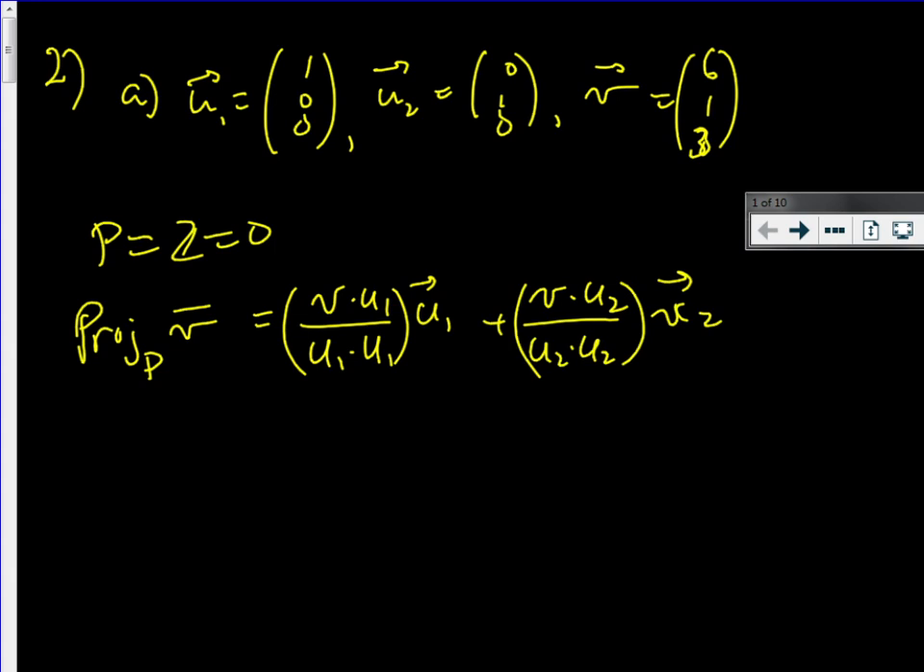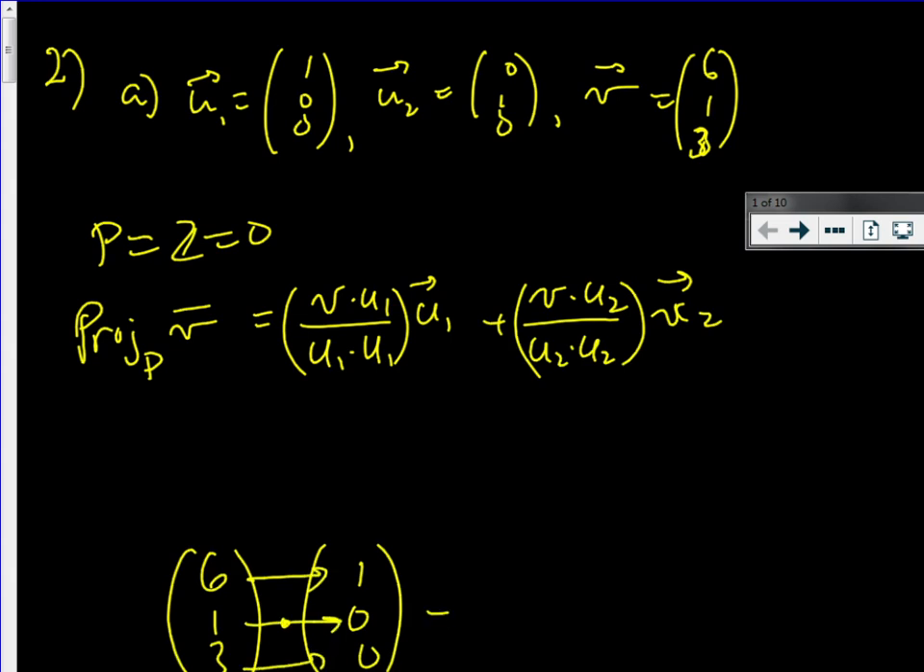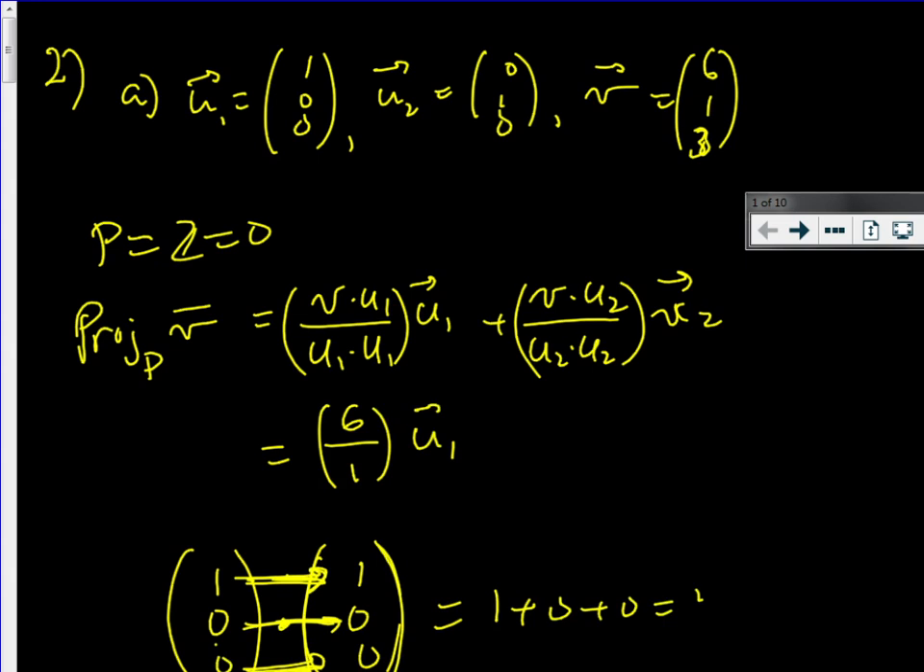Okay. Now, here is vector v. Here is vector u1. And we want to dot them. You multiply across and you add up the numbers. 6 plus 0 plus 0 is 6. So the numerator is 6. Now, what is u1 dot u1? I'm going to erase this and put u1 in here. That's u1 dotted with u1 again. 1 times 1 is 1. 0 times 0 is 0. 0 times 0 is 0. You add them, you get 1. Times vector u1, where vector u1 is 1, 0, 0.